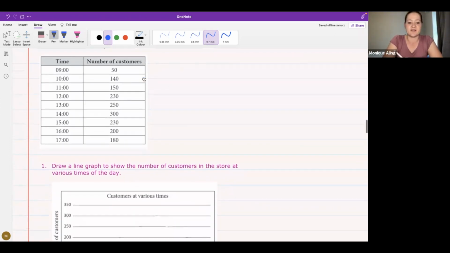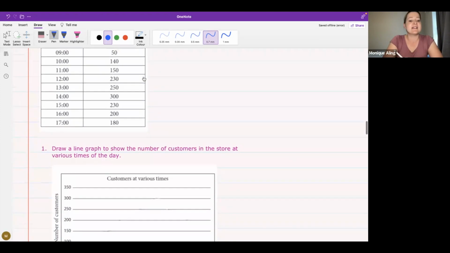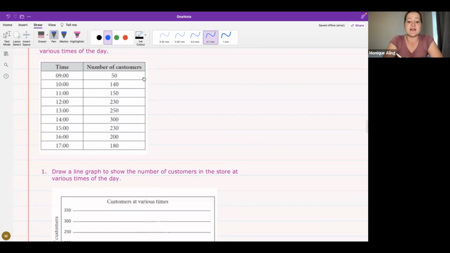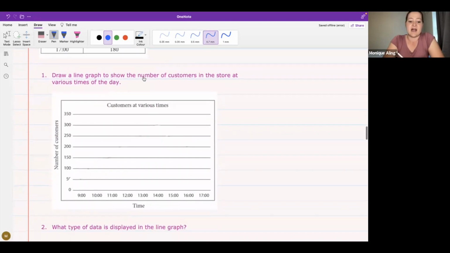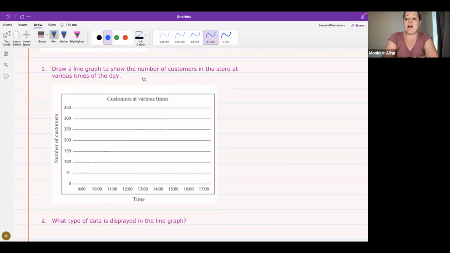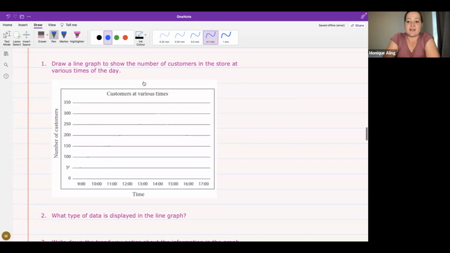So the first one, so this might take a little bit of time, says draw a line graph to show the number of customers in the store at various times of the day. But now I have given you guys a little bit of an outline. So I don't know if you want to quickly get this down so we can plot a nice line graph.